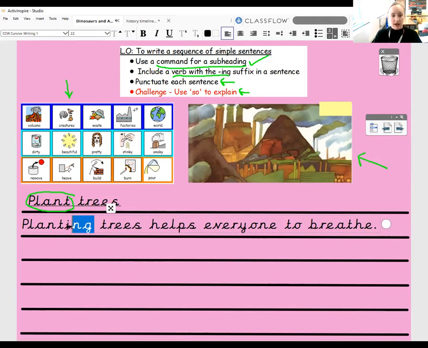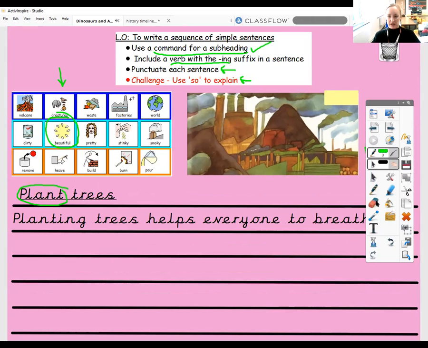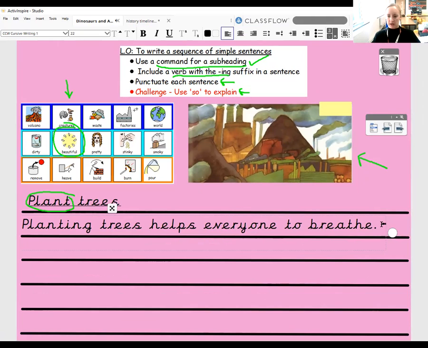Great. And here, look, I've got my plant with the suffix ing on the end, so it's planting. What else could I write in here that I want the man to do? I could say, if we plant lots of trees, then we will make sure that the earth, or we need to plant trees so that the earth is beautiful. Because look here, I've got the word beautiful. Can you see it? There it is. Yeah, I might say that. So we need to plant trees to keep the earth beautiful.